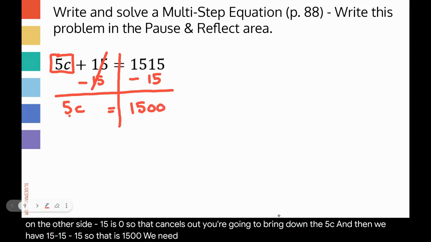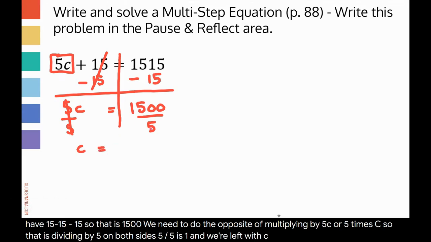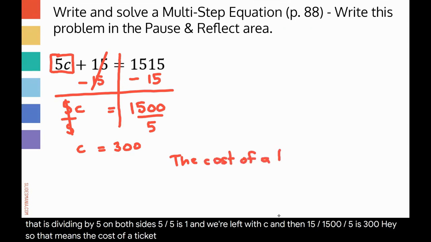And then we need to do the opposite of multiplying by 5, or 5 times C, so that is dividing by 5 on both sides. 5 divided by 5 is 1, and we're left with C. And then 1500 divided by 5 is 300. Okay, so that means the cost of a ticket is $300.